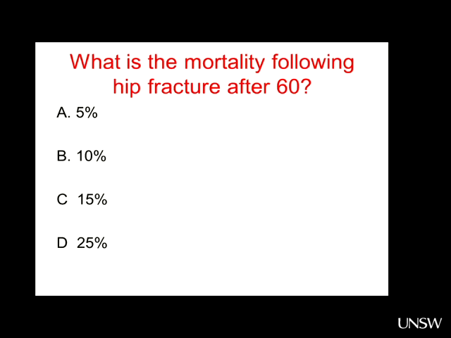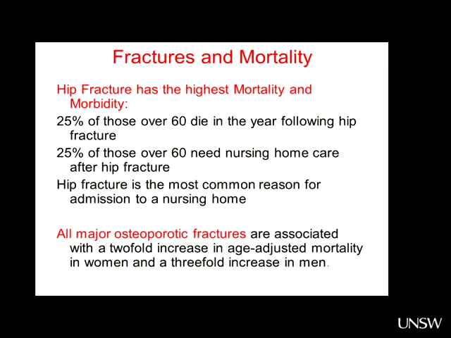So I wanted you to guess what you think the mortality for hip fracture is after 60. And I'm talking about a year after the fracture, because most people don't die at surgery or from DVTs or the kind of things that happen just post-operatively. They die in the year after the fracture. And it's actually as high as 25%. And that's for people over 60, which isn't even considered terribly old.